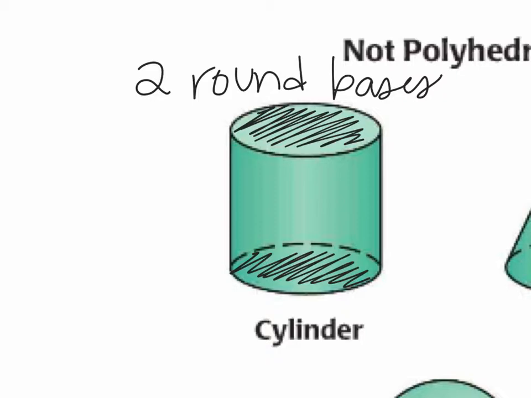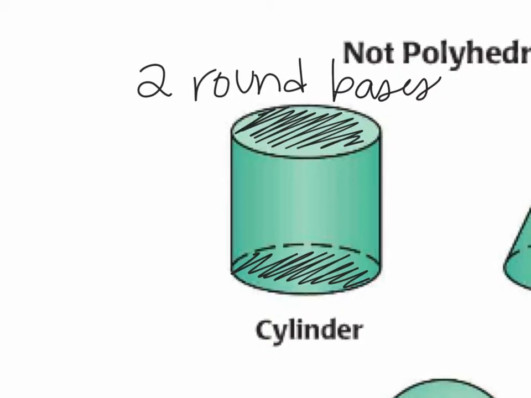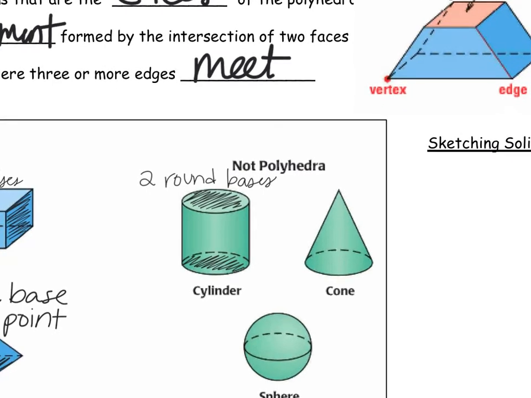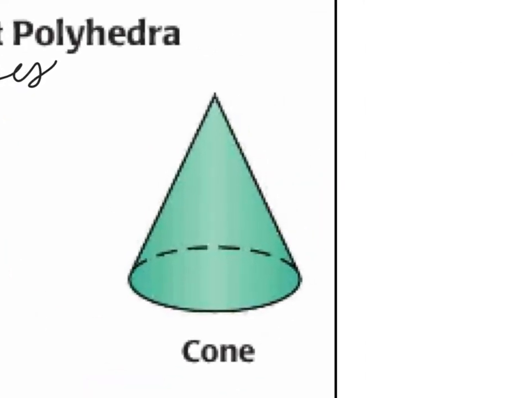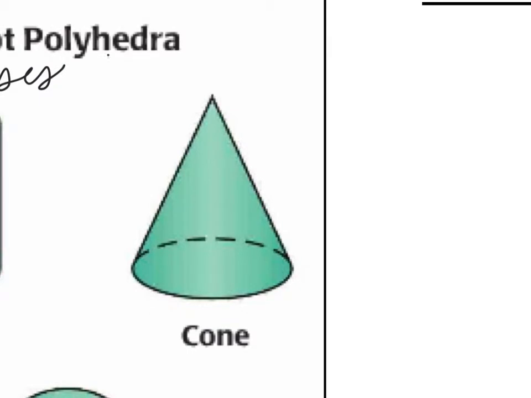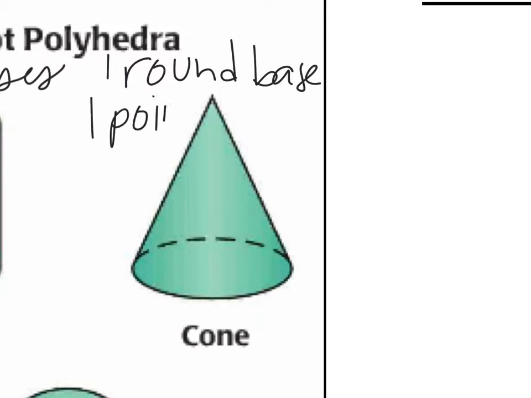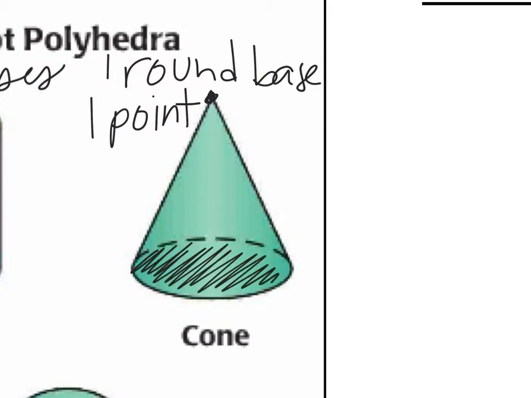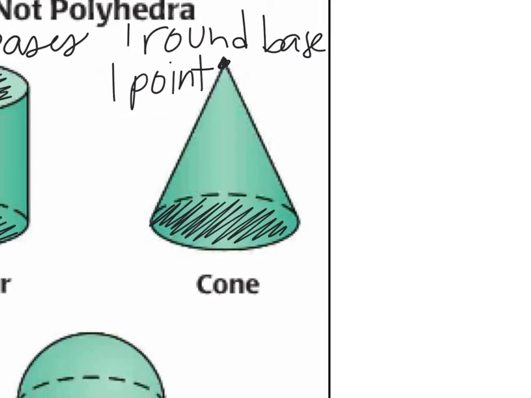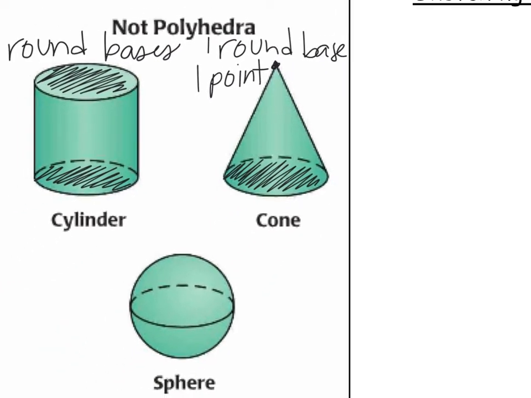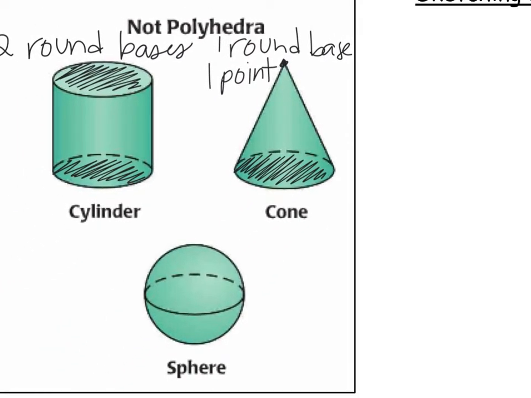Cones still have a round base, but do not go to another base. What does it go to? A point. So one round base and one point. Okay. And then you have a sphere, which doesn't have any bases at all. It's just its own little thing. Cool.